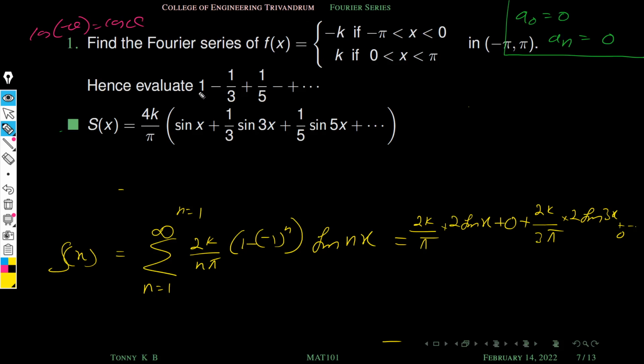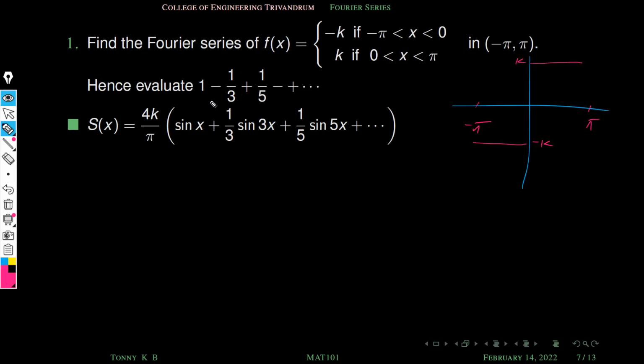Okay, next we have to evaluate this infinite series from this Fourier series. For which value of x do we get a series like this? What's your decision? Suppose x equal to 0, then what happens? When x equal to 0, sin 0, everything is 0. Okay, so that does not help us find this series.